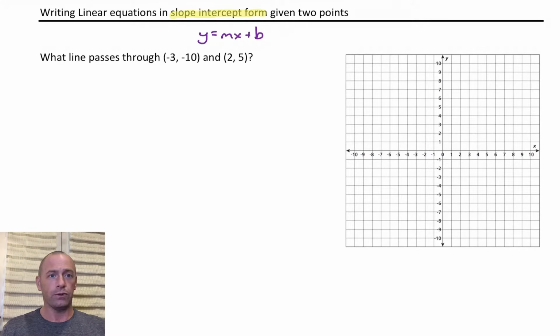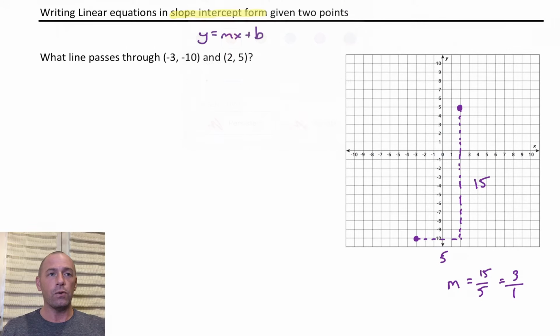It's important to know how to use the graph, because if you can't do it using your equation, this gives you a nice out. So I'll start by plotting my 2 points, -3, -10, and 2, 5. Once you see your 2 points plotted, you can then count your vertical change and your horizontal change. That'll tell you your slope. Looks like it's going to be 15/5. So your slope is 15/5, or written more properly, 3/1. Every time x goes up by 1, y goes up by 3.